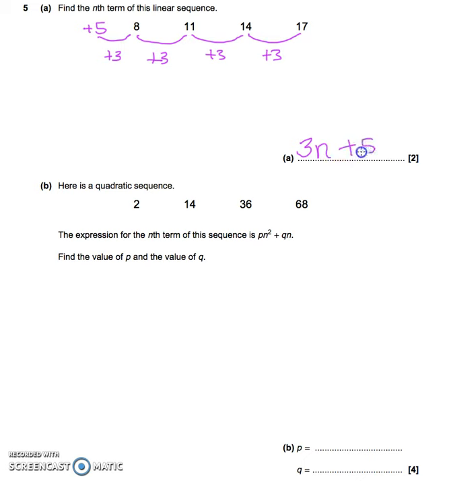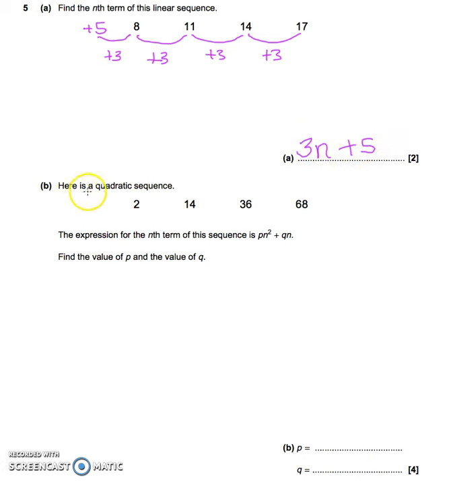Now this will work if you want to find the next term in the sequence as well. You'd substitute the number 5 in. You'd do 3 times 5, which is 15, and then you'd add the 5, which is 20, and that works for the sequence. You know that that's the correct rule because if you were to add 3, it would get you to 20, and that works. So that's a nice way of checking.